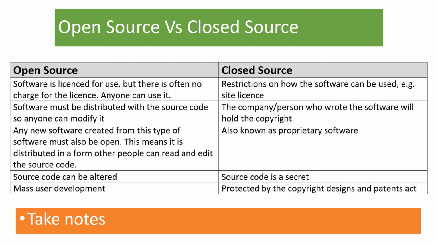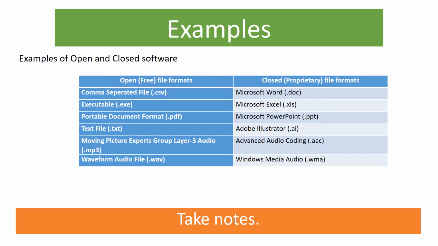Closed source software means there are restrictions on how the software can be used. You might need a site license. The company who wrote the software will hold the copyright. It's also sometimes known as proprietary software. The source code is a secret. In closed source software, they don't want other people to see their code. And it's protected by the Copyright Designs and Patents Act.